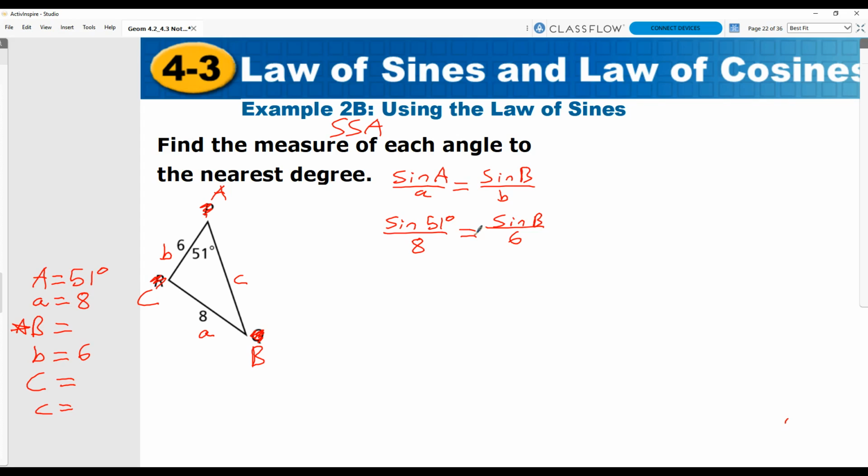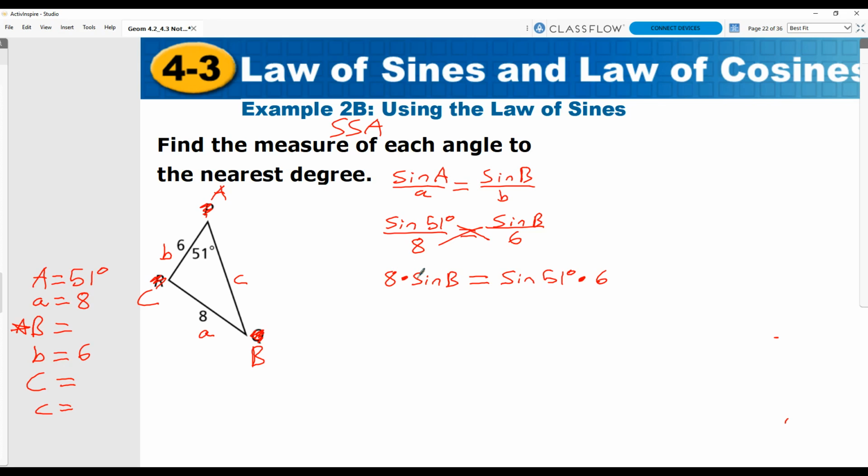So we got our proportions set up, so we're going to cross multiply. Okay, so when we cross multiply over on this side, we're going to get 8 times sine B. All right, so we have 8 times sine B is equal to, and on this side over here, we're going to have sine 51 degrees times 6. Okay, so that's what we have so far. And just like what we did before, we want to get our variable alone. So we want to solve for sine B.